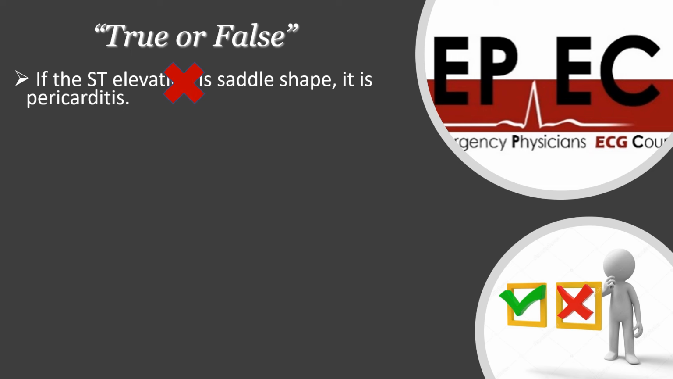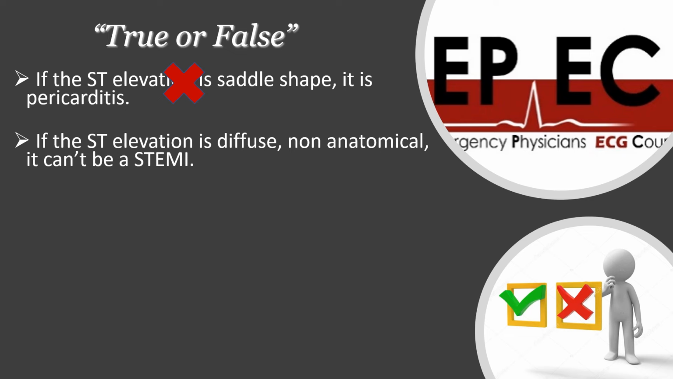We know now that this is wrong. Yes, pericarditis will cause ST elevation that is saddle shape, but STEMI can also cause ST elevation that is saddle shape. So having a saddle shape ST elevation does not equal all the time acute pericarditis. So if the ST elevation is diffuse, non-anatomical, it cannot be a STEMI. We know now that this is actually wrong.